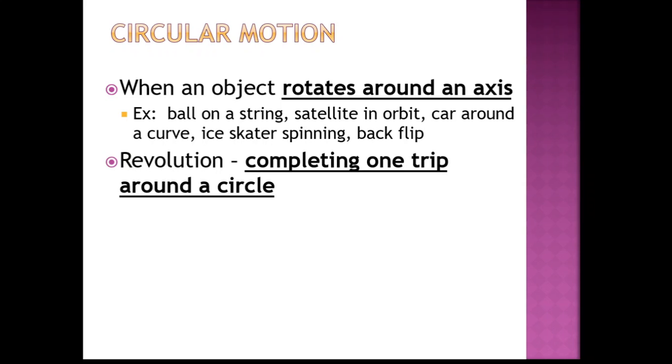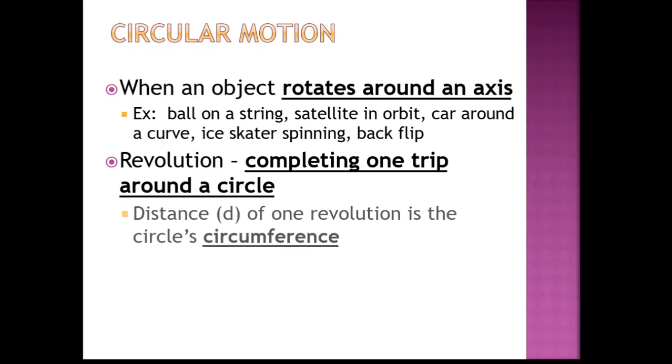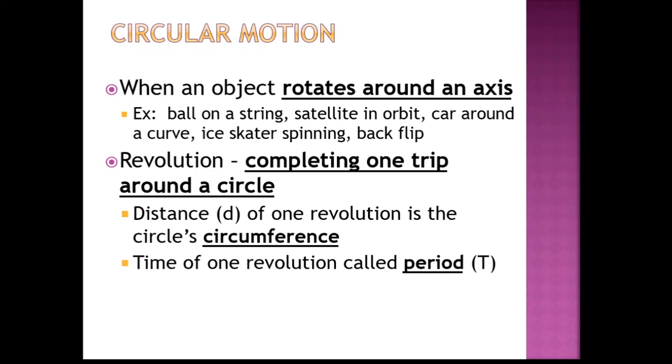That's circular motion. A revolution is completing one trip around a circle, and then the distance of one revolution around the circle is called circumference. And the time it takes for one revolution around the circle is called the period. It's a time period.